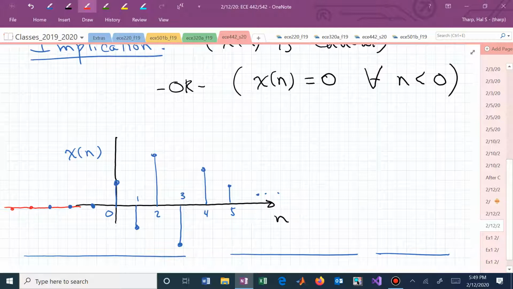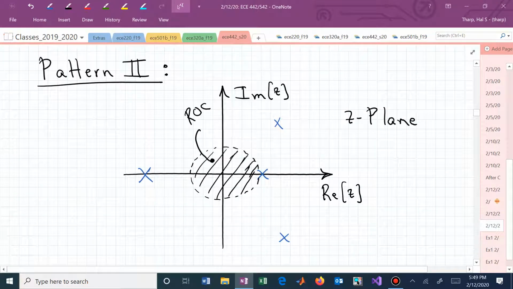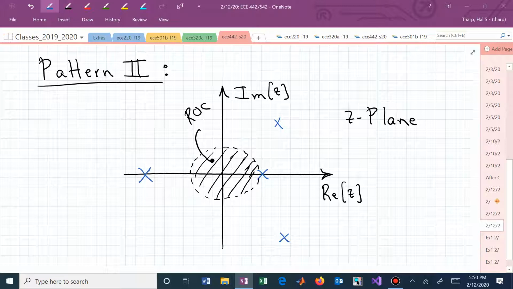Are we warm and fuzzy on pattern 1? Pattern 2. Let's do the opposite. Pattern 2 now says that we have these poles at different locations, and now we're finding the one that's the closest to the origin, and we're drawing a circle, a disk, inside that pole, and we're shading that region and saying, here's our second pattern for the region of convergence.